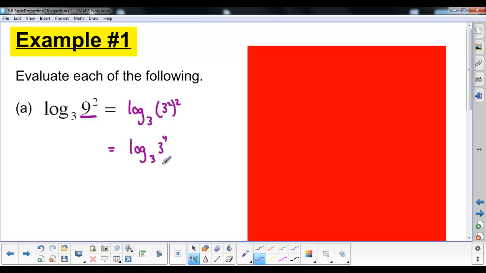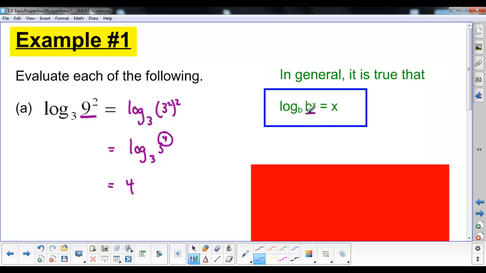The reason I chose to write both the base of the argument and the base of the logarithm to be the same is because, as you saw in yesterday's lesson, the answer for this would just be the exponent here, which is 4. So as a general rule, whenever the base of your argument is equal to the base of your logarithm, the answer is whatever the exponent is.